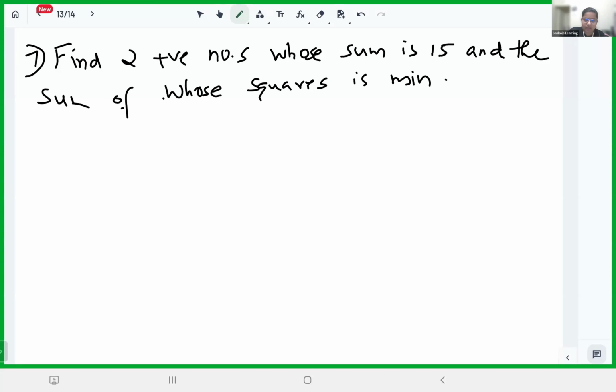Okay, so let x and y be the two numbers. x plus y is 15. Let the function be x square plus y square. It is the sum of the squares of these numbers, isn't it? Let this be our function. Let this be s. Okay, I'm giving it as s, or you can give it any name like f. So s is equal to x square plus y square.